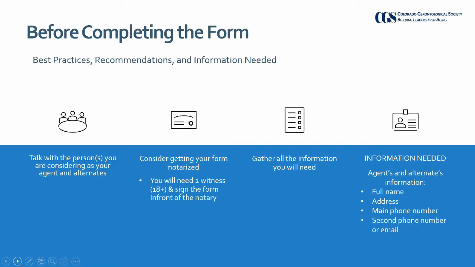So before you complete the form, these are some best practices, recommendations, and things you should have in hand before completing the actual form. So the first thing and the most important thing: whoever you're considering as your agent and alternates, please have some conversations with those folks. We want to make sure that they have the opportunity to accept the responsibility. We do not want to create future barriers for ourselves.